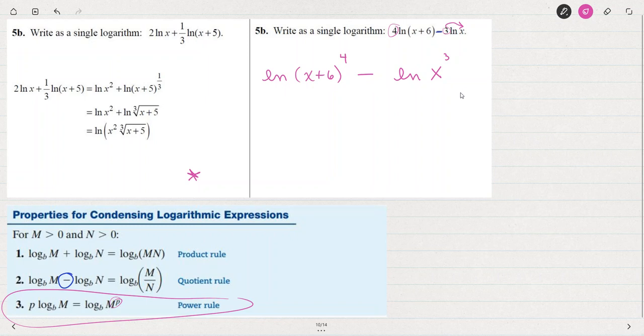Now, because I have the natural log, it's the same base, log base e, I could rewrite these as a single quotient. So I could say that the difference simplifies to, or condenses down to, the natural log of x plus 6 all to the 4th over x to the 3rd.